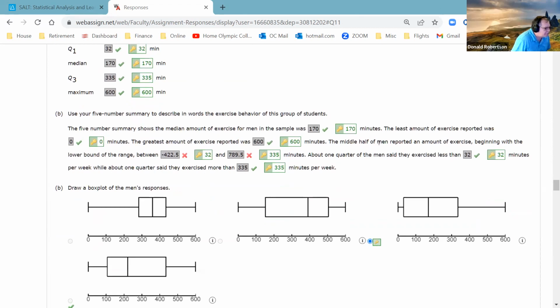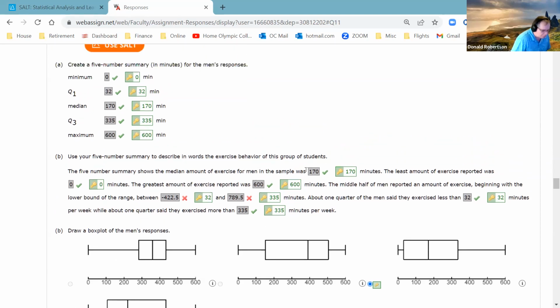So the middle half of men reporting an amount of exercise beginning with the lower bound of the range between 32 and 335 minutes. So the lower bound of the range is this guy and the upper bound is that guy. Okay, so let me write down the numbers that we would get from that. We need Q1, which is 32. Yeah, I can see what they're doing. Are you looking at your answers here right now? Can you see them on the screen right now?